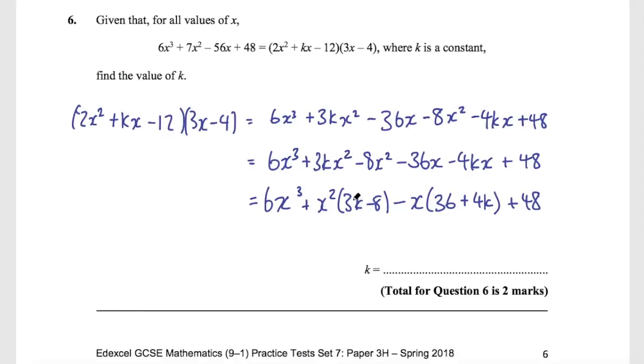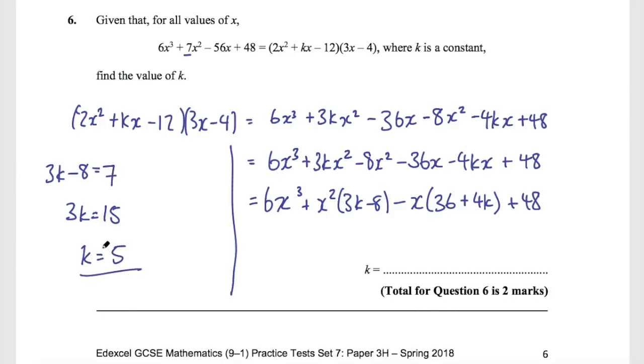What that allows me to do is to say that 3k minus 8 must equal 7 up here, because we're told that this equals this, and so the coefficients must be equal. So 3k minus 8 must equal 7, because this is the coefficient of x squared, and up here we have 7 as the coefficient of x squared. And we can use this to go ahead and solve for k. So 3k must equal 15, add 8 to both sides. And so k equals 5.